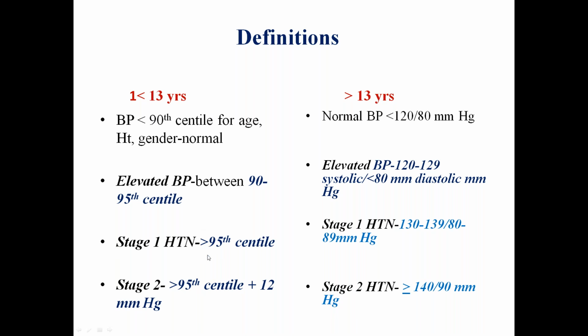Stage 1 hypertension is any blood pressure which is more than the 95th centile, and more than the 95th centile plus 12 constitutes stage 2 hypertension. In children beyond the age of 13 years, it is almost similar to adults. Normal BPs are less than 120/80, and systolic BPs up to 130 with diastolic BP less than 80 constitute elevated blood pressure. Stage 1 hypertension is anywhere between 130 to 139 and 80 to 89 millimeters of mercury, and any BP of more than 140/90 in any pediatric age group constitutes stage 2 hypertension.